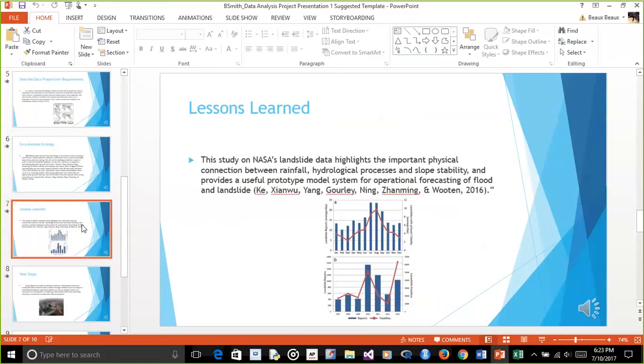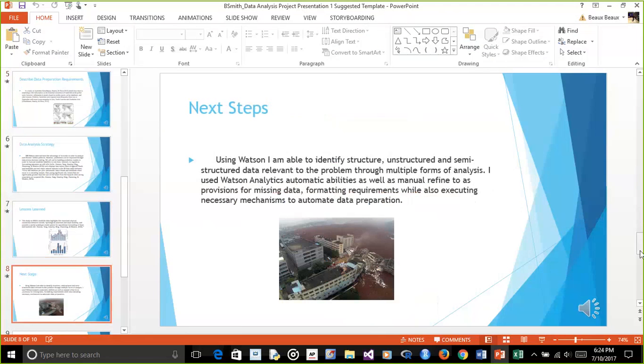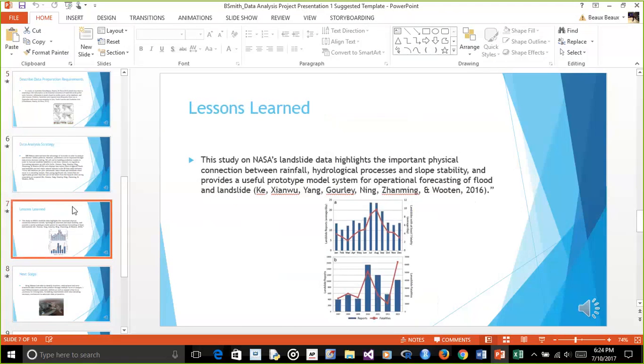This study on NASA landslide data highlights the important physical connection between rainfall, hydrological processes, and slope stability, and provides a useful prototype model. So these graphs here come from the Earth data from NASA that I use, and it just shows how the different countries relate to each other and the range of fatality.